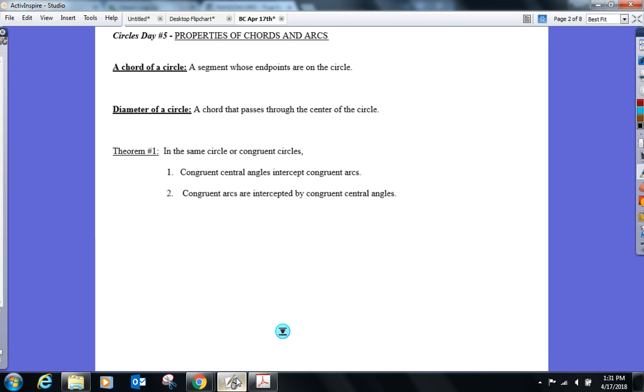Any issues about a chord or a diameter in a circle? We reviewed that day one. Any issues there before we start talking about different facts? All right, here we go with the first circle fact.